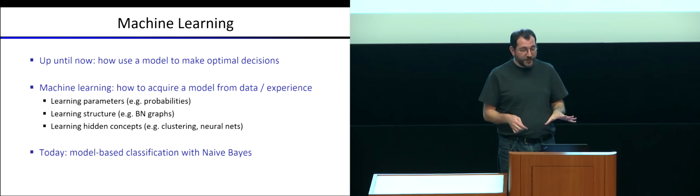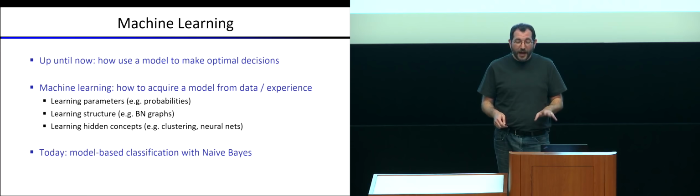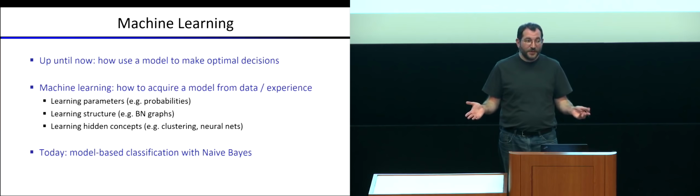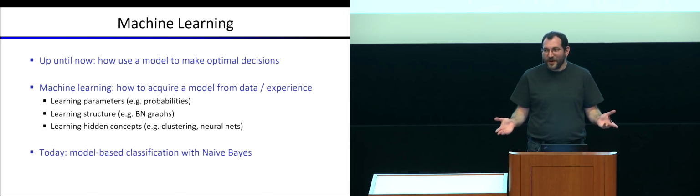And now we're going to shift gears and look at machine learning, which is about how to acquire a model, how to acquire the parameters of a model from data and experience. So in the end, we want to build good systems. We want to build accurate systems. Where do you get accurate systems? You get them from good models. And good models come from good data. And we're going to look at that last part now.